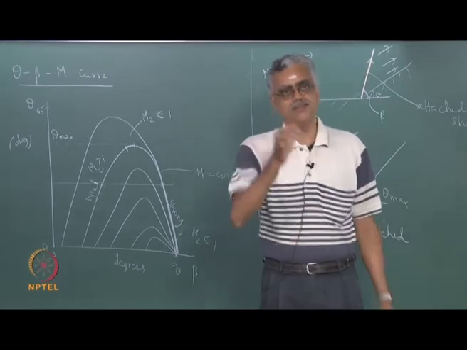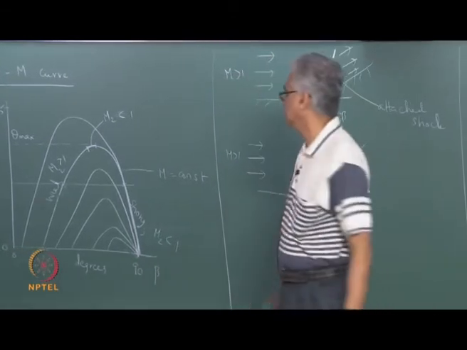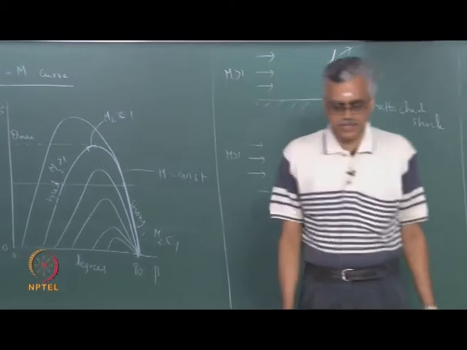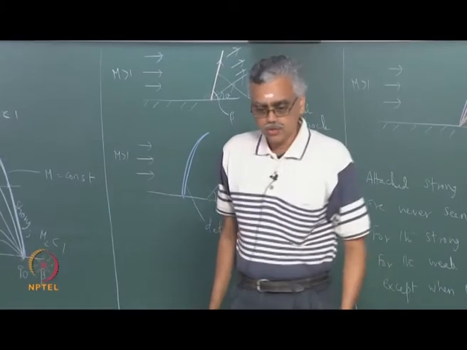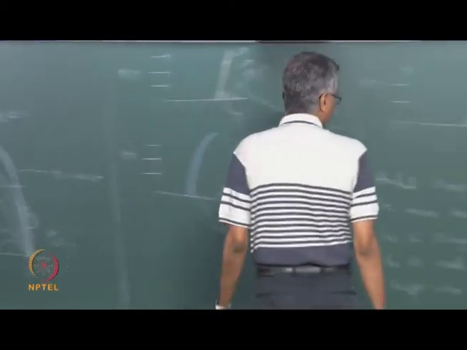However, for a finite value of m, which is different from 1, as we can see from here, any given m equal to a constant curve intersects the x-axis at two locations, one here and one over here, which corresponds to beta equal to 90. All the m equal to constant curves intersect here at beta equal to 90, but they intersect the axis here at different values of beta, all of them, right. So, that corresponds to theta equal to 0.